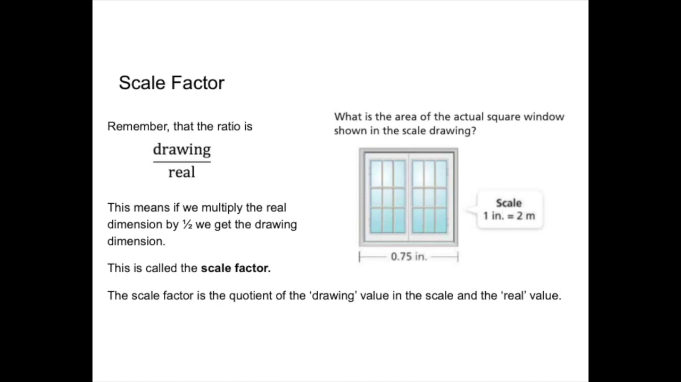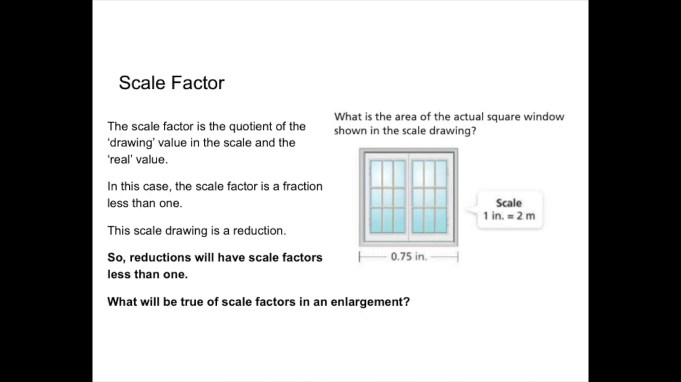This is called the scale factor. We can find the scale factor by dividing the values in the scale. So if we divide 1 by 2, we get the value of 1/2, and 1/2 is what's called the scale factor. In this example, the scale factor was a fraction, and so that means that this drawing is a reduction. So reductions have scale factors less than 1.